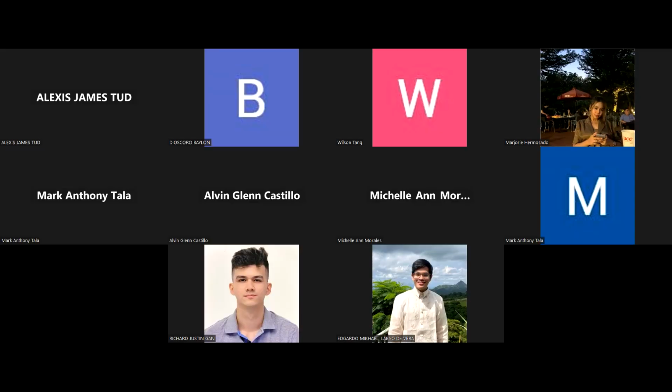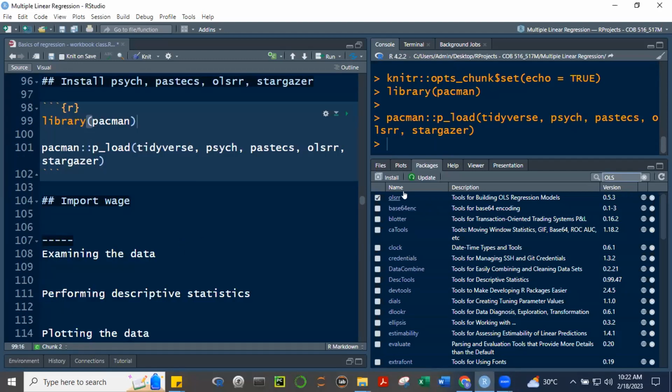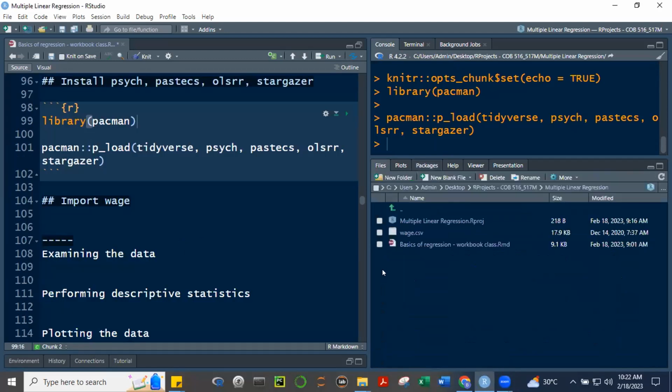All right, so let me share screen again. Okay, anyone else who has a question? I hope nag-run sa inyo, no? All right, let's go now. Let's go here. Now, recall, class, that we loaded this data set, no? So how do we load the data sets?